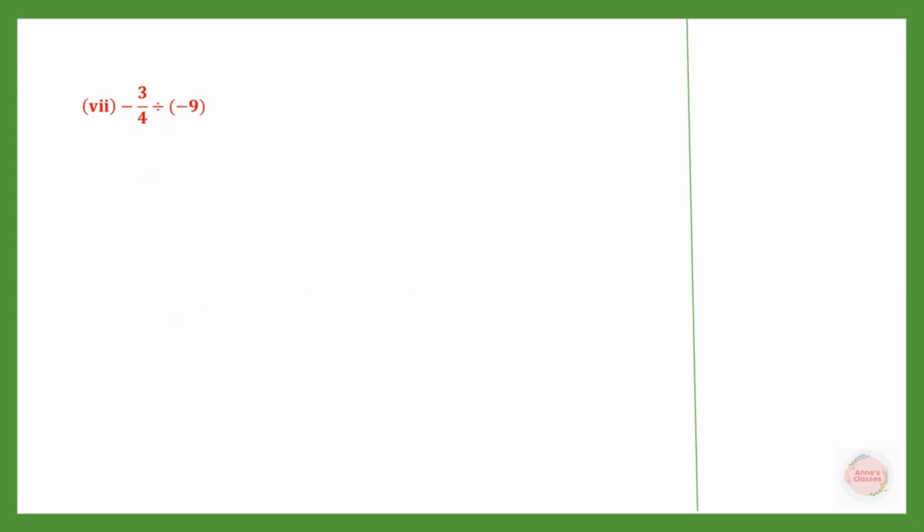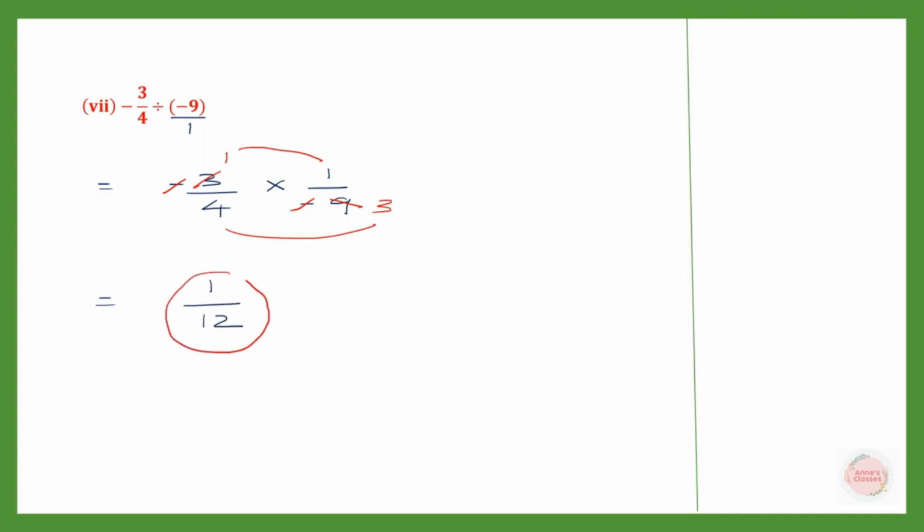Question 7. First rational number, let's write it as it is, 3 by 4. Division changes to multiplication. Now minus 9. Minus 9 will have the denominator 1. Now write the reciprocal. It becomes 1 by minus 9. First thing, we'll cancel the minus signs. Then we can cancel 3 and 9. 3 ones are 3 and 3 threes are 9. Now let's multiply the numerators and the denominators. 1 into 1 is 1 and 4 threes are 12. So 1 by 12 is our answer.